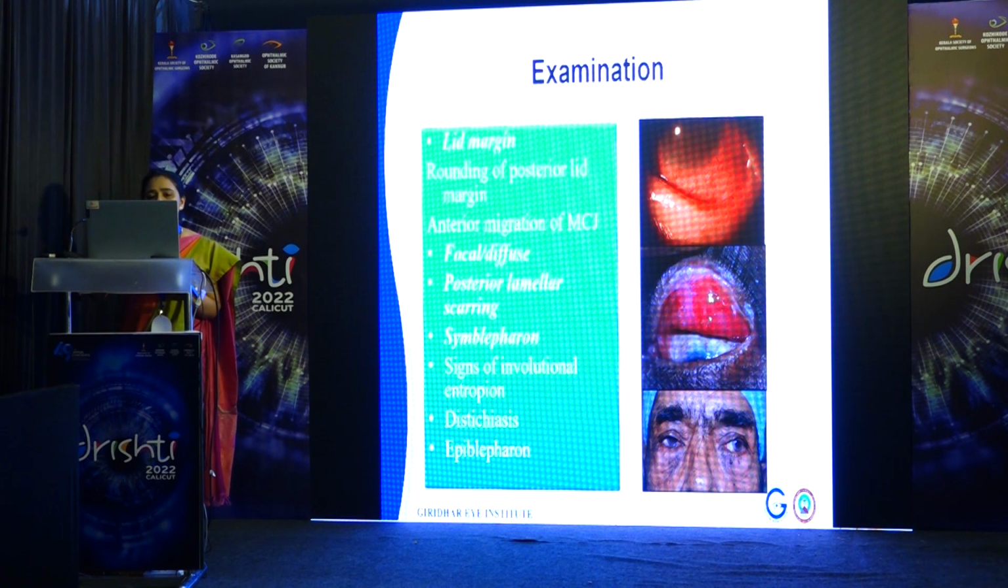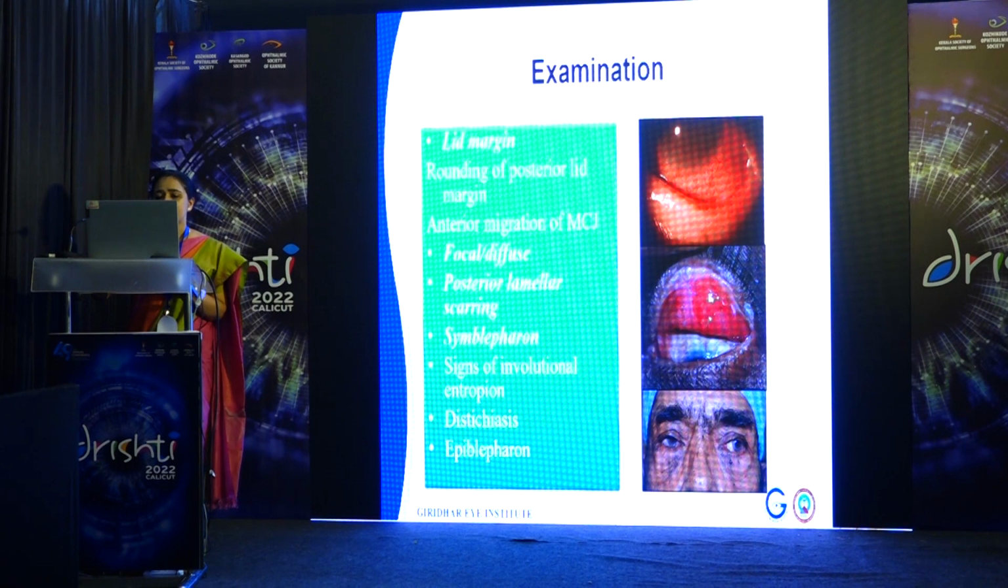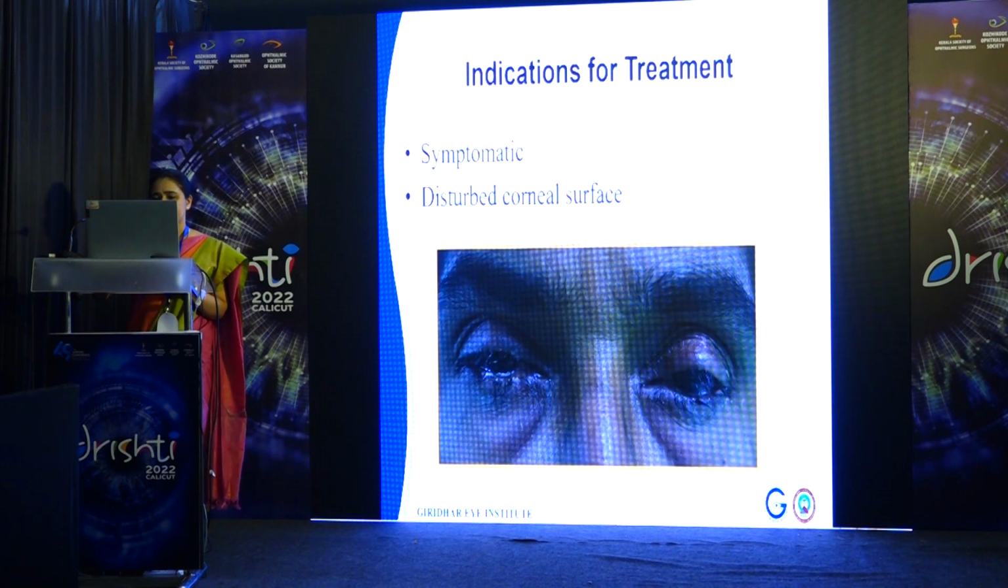So now look at the lid margin. You can see rounding of the posterior lid margin and anterior migration of the mucocutaneous junction, especially in cicatrizing diseases. The anterior migration of the mucocutaneous junction can be either focal or diffuse, and it can be associated with posterior lamellar scarring, and there can be an associated symblepharon also. All these things are very, very important when you manage the patient. Then look for signs of involutional entropion. Then rule out dystrichiasis, as I have already discussed. Epiblepharon also, look for an extra fold of skin.